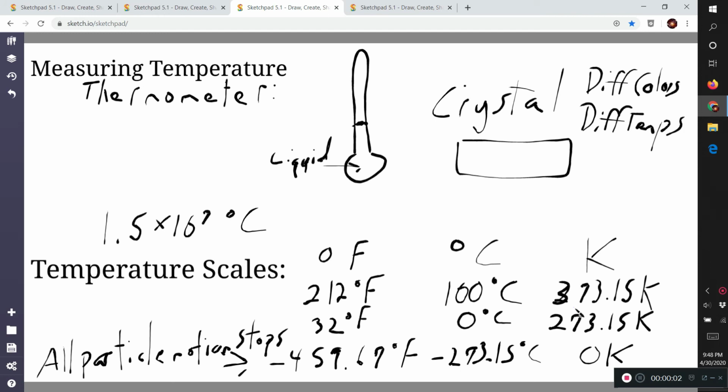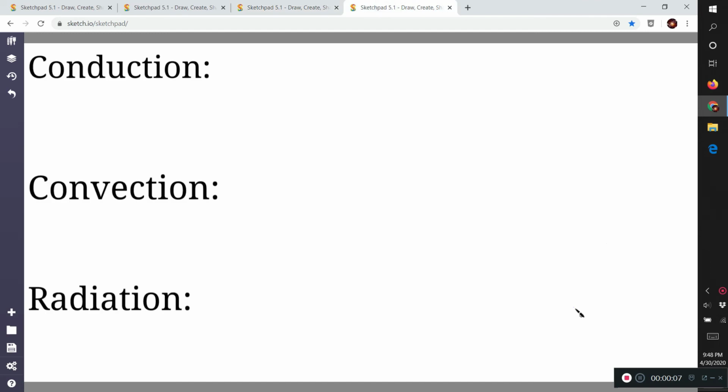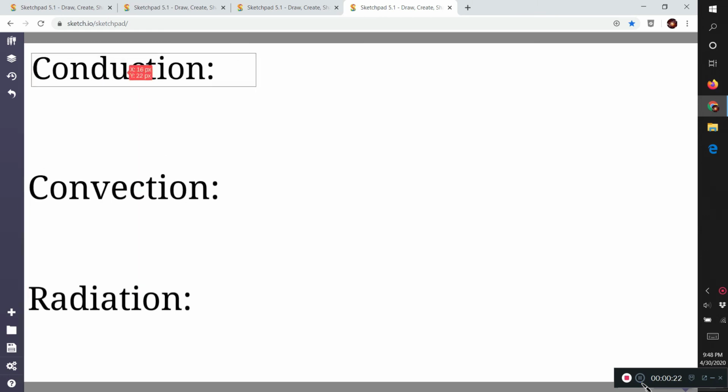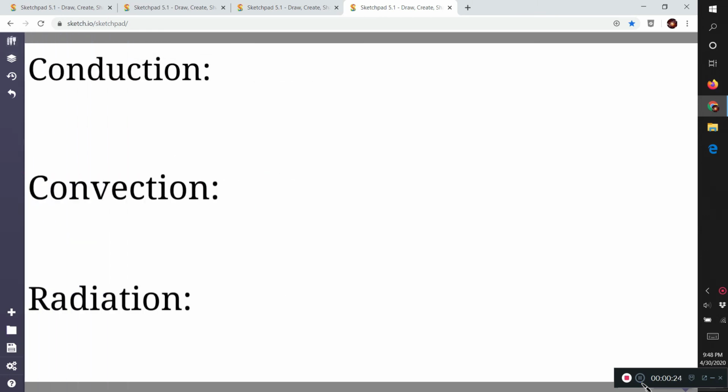So we're going to finish up our discussion today on the transfer of heat. The transfer of heat, or transfer of thermal energy, is done through three processes. So the first one is conduction, which we already defined. Conduction is the particle collisions. We most oftentimes think of it in terms of solids, but it can happen in other forms as well.